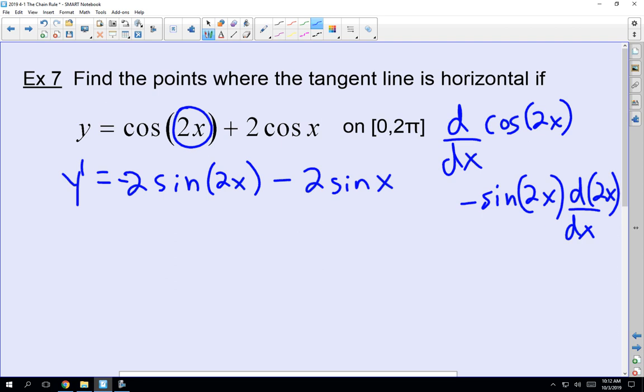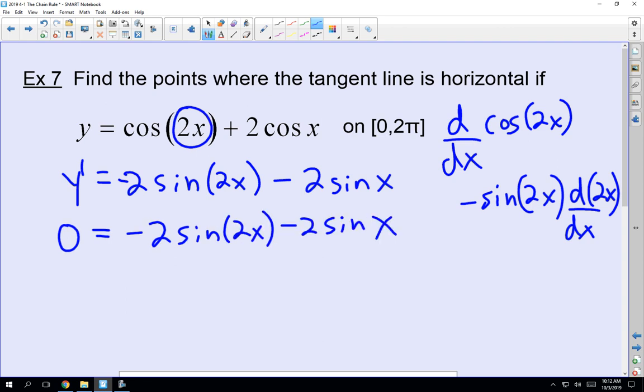And then what do I do with this to find out where the tangent lines are horizontal? So that equals 0. So we've got 0 equals negative 2 sine 2x minus 2 sine of x. And then our trig and algebra, everything we did last year, comes into play. How do I handle something like this? Any ideas?